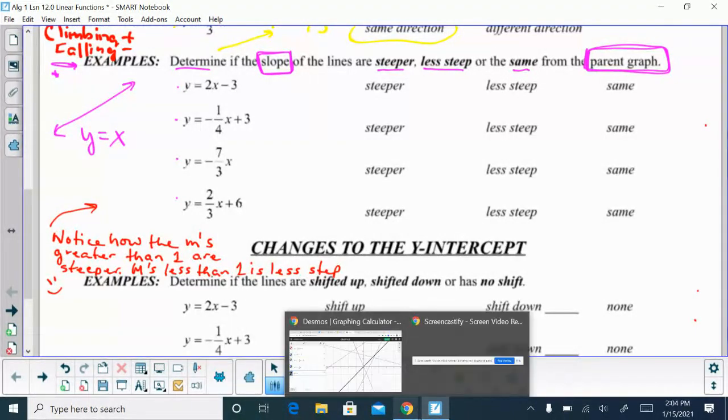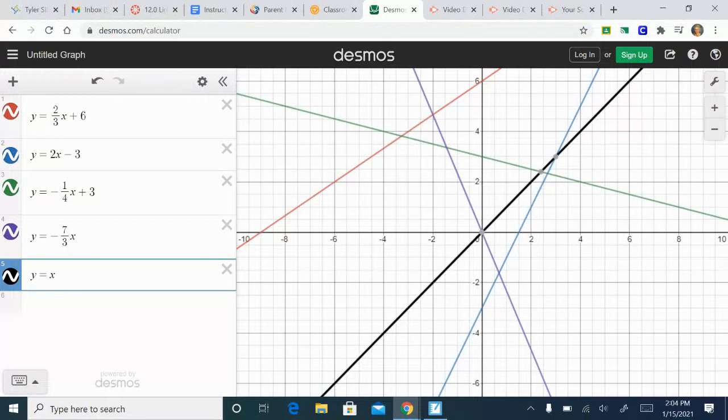So I slipped over here to my friend Desmos graphing calculator, and typing in each one. So working with the first function, y equals 2x minus 3. That's in blue. That's this line in blue. Now my parent function, I plotted out. It's here in black. That's my basic parent function, no frills, no changes in slope or y-intercept. Goes up 1 over 1 and crosses here.